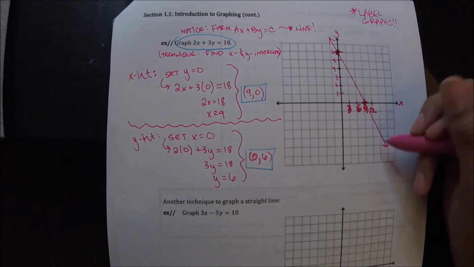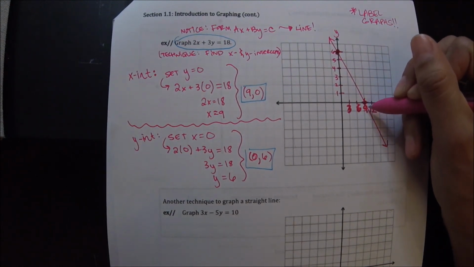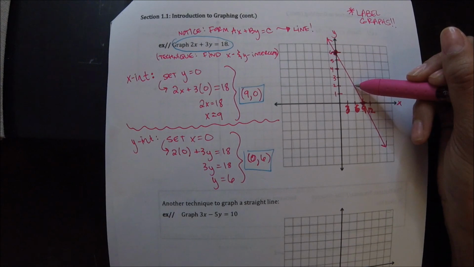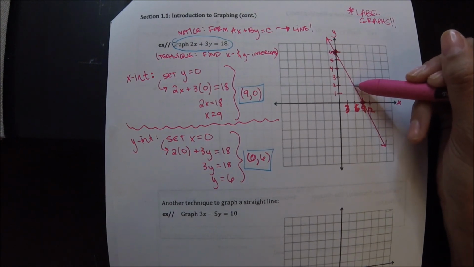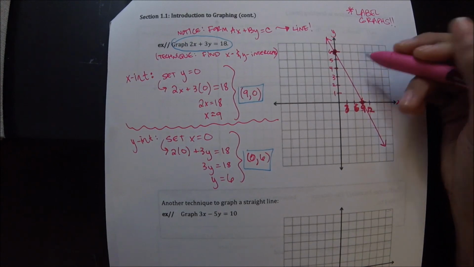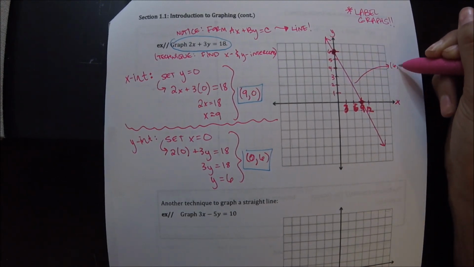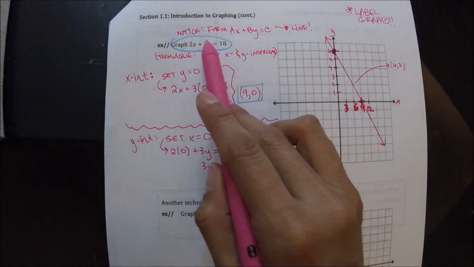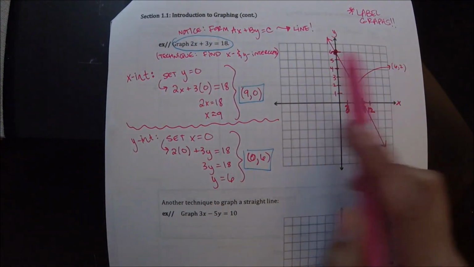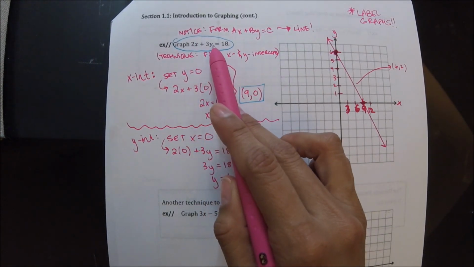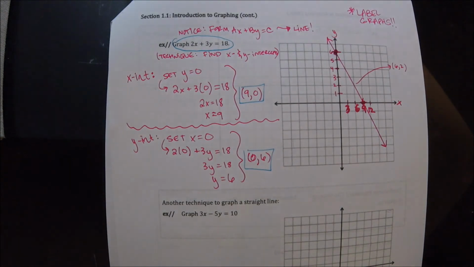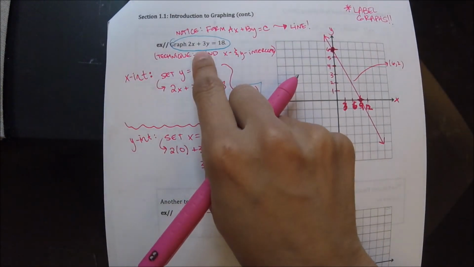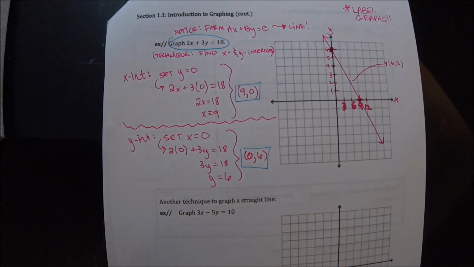And what this line represents is if you choose any point whatsoever on this line, for example, say we choose this point right here. What point is this? This is 6, 2, it looks like. If I plug 6 in for x and 2 in for y, it should make this equation true. So let's check. 2 times 6 is 12, plus 3 times 2, which is 6. So 12 plus 6, that is 18. So no matter which point you choose on this line, it will make the equation true. And that's the entire point of what a graph is.